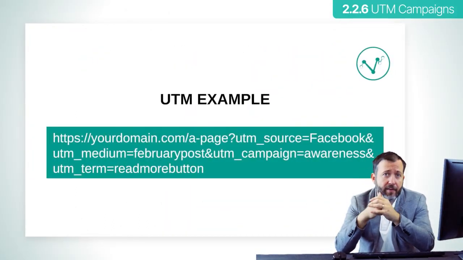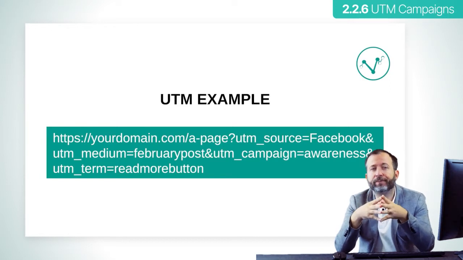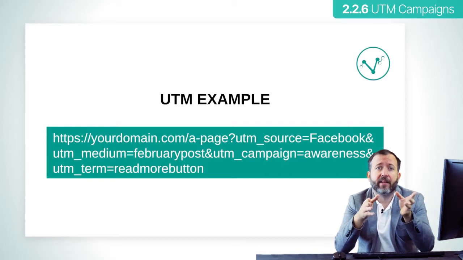On the screen, you have a UTM URL example. It looks like mumbo jumbo, right? Well, not really once we break it down. In translation, a visit to this URL means something like this.